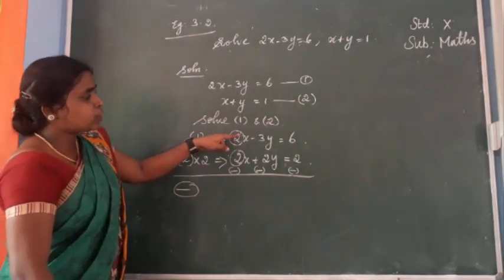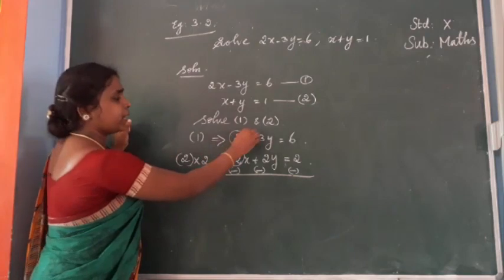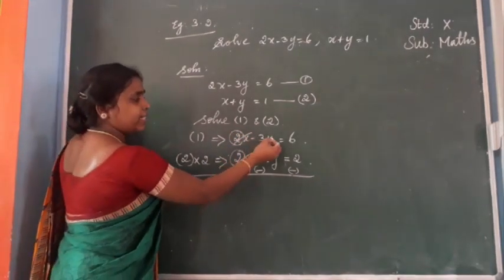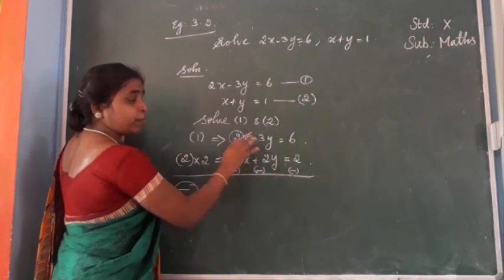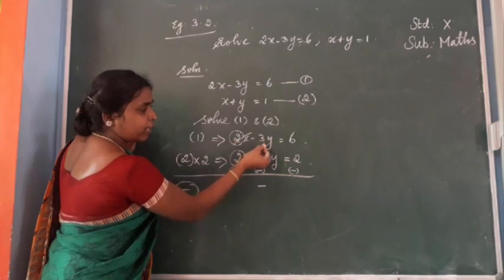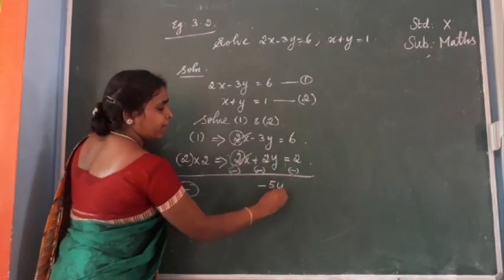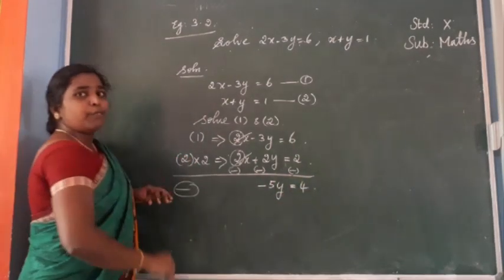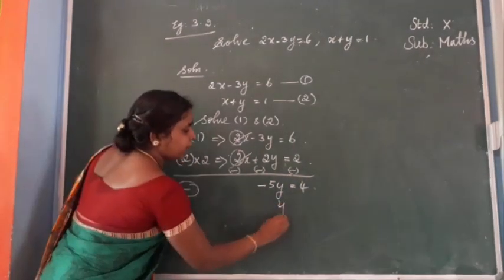So now you see 2x minus 2x, we can cancel. Next, minus 3y minus 2y. Both are minus, so first you put one minus. Next you add the values, 3 plus 2, 5y equal to 6 minus 2. 6 minus 2 is 4. So okay, that's our next step, y equal to.